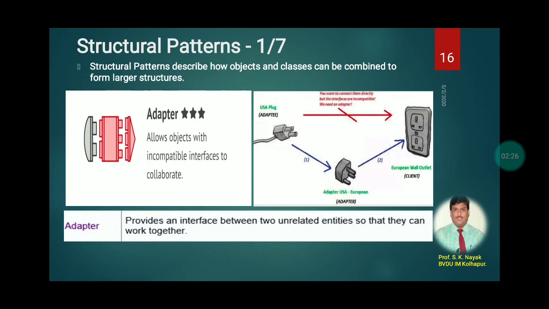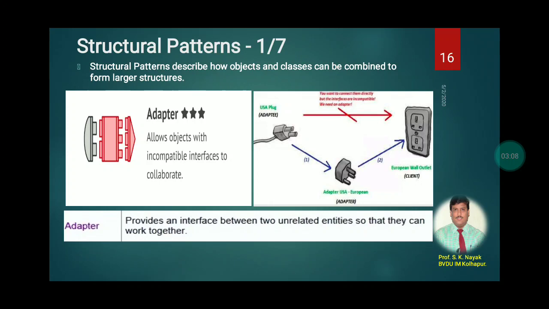When we connect the mobile charger to our mobile, it takes 3 to 4 or 5 or 6 volts, but it is connected to the 230 volt socket through an adapter. So this is the example. We have two unrelated interfaces, like the mobile socket and the 3-pin 230 volt socket attached to our wall. To charge the mobile phone, we need to attach the adapter into the 3-pin 230 volt socket.